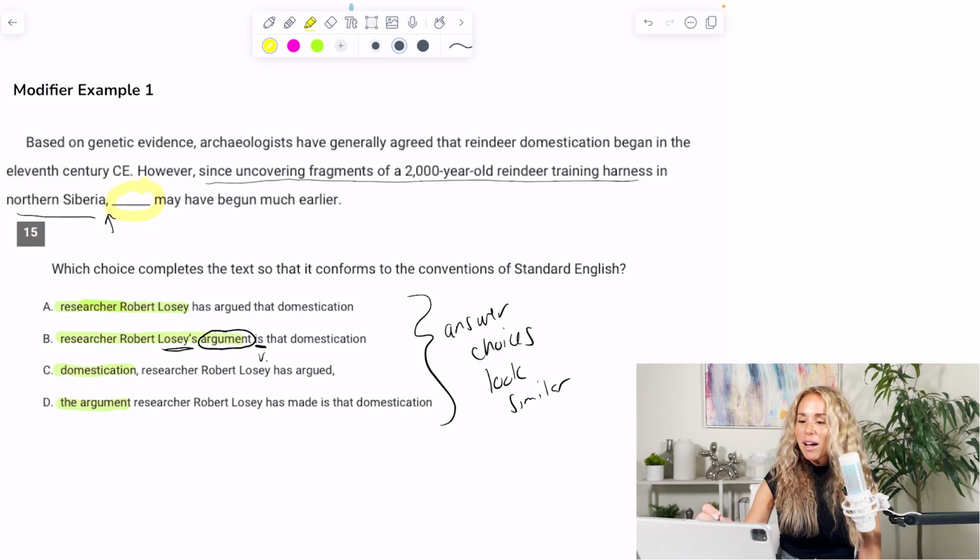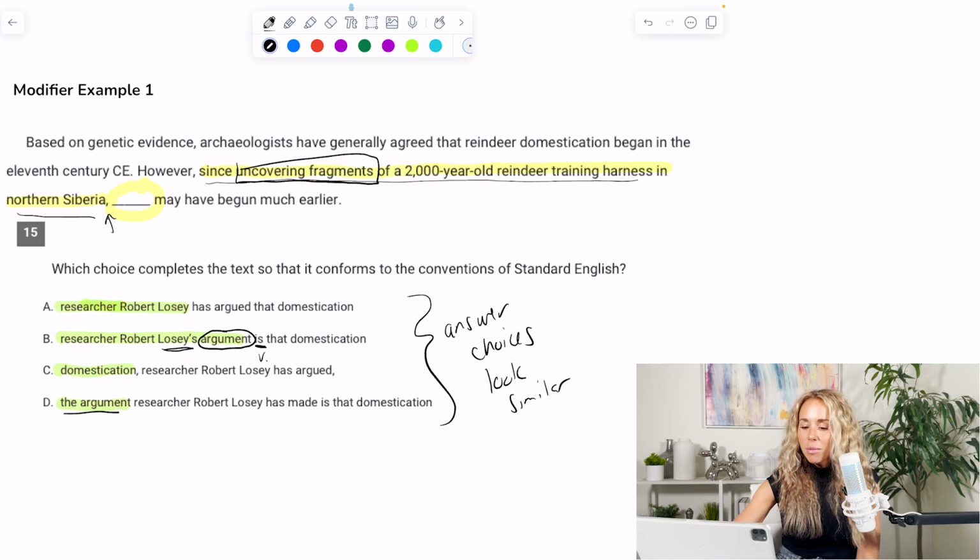So when we read the modifier, let's see what it says. So the modifier says, since uncovering fragments of a 2,000-year-old reindeer training harness in northern Siberia, blank. Okay, whatever the subject is uncovering fragments. Can the argument uncover fragments? Nope. Can domestication uncover fragments? Nope. Can researcher Robert Losey's argument uncover fragments? No. The only subject that makes sense is researcher Robert Losey, and that's why you have to go with A.